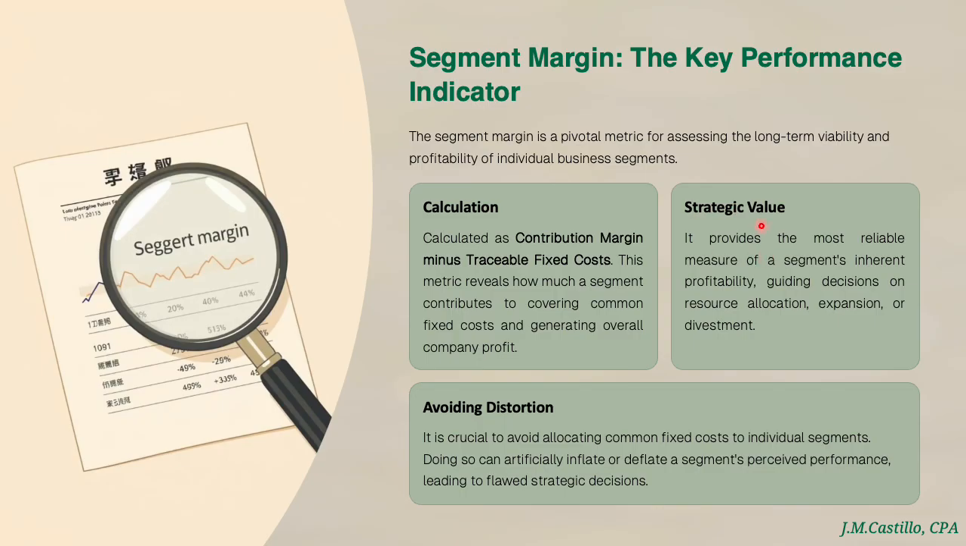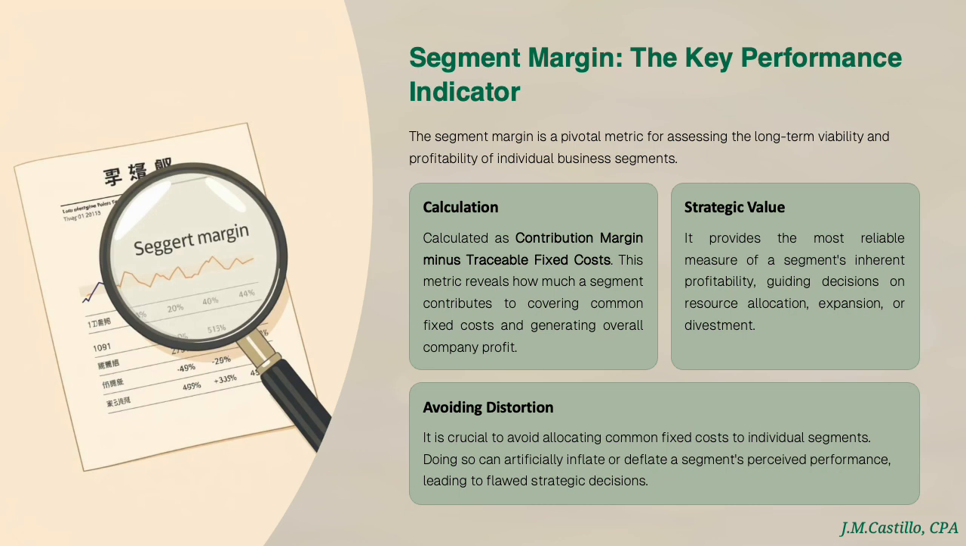And strategic value, definitely it provides the most reliable measure of a segment's inherent profitability, guiding decisions on resource allocation and of course expansion and or divestment. So, definitely, kung magiging tanong do sa previous problem natin kanina, would you still retain into the agricultural division or not, or just focus with your pharmaceutical? Definitely, it would be more profitable for this short company to invest na lang or mag-focus na lang sa pharmaceutical instead of both.